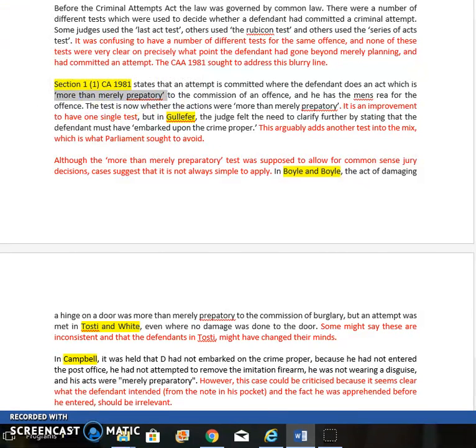I might just change the colour of that because that's important. I'll make it bold as well.